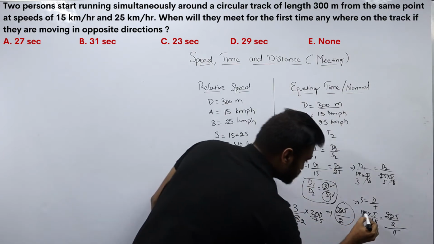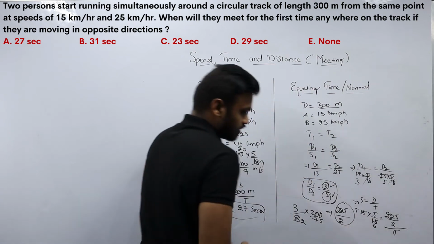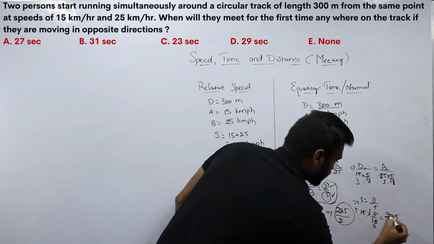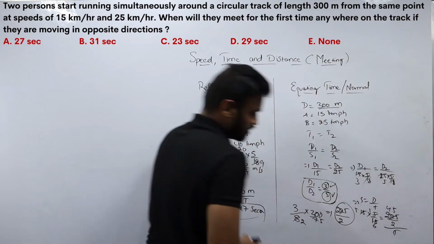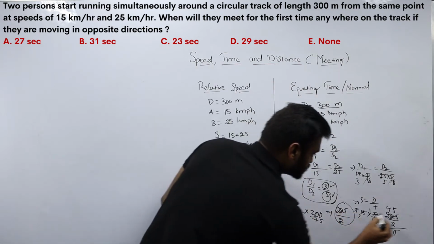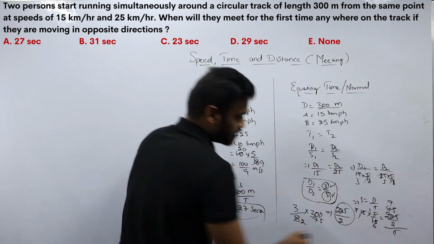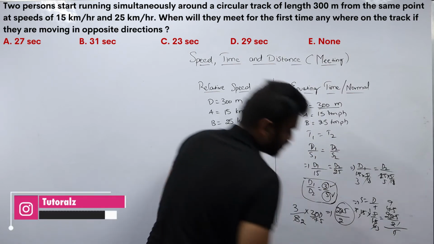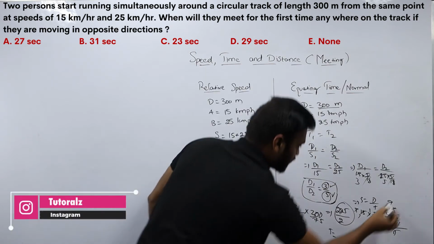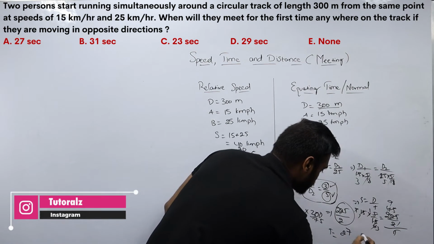Okay, so we will cancel: 3 5s are 15 and 3 6s are 18, and 5 4s are 20 and 5 5s are 25, and also we can cancel 5 9s are 45. So we will get 2 1s are 2 and 3. So t equals 9 into 3, that is 27 seconds.